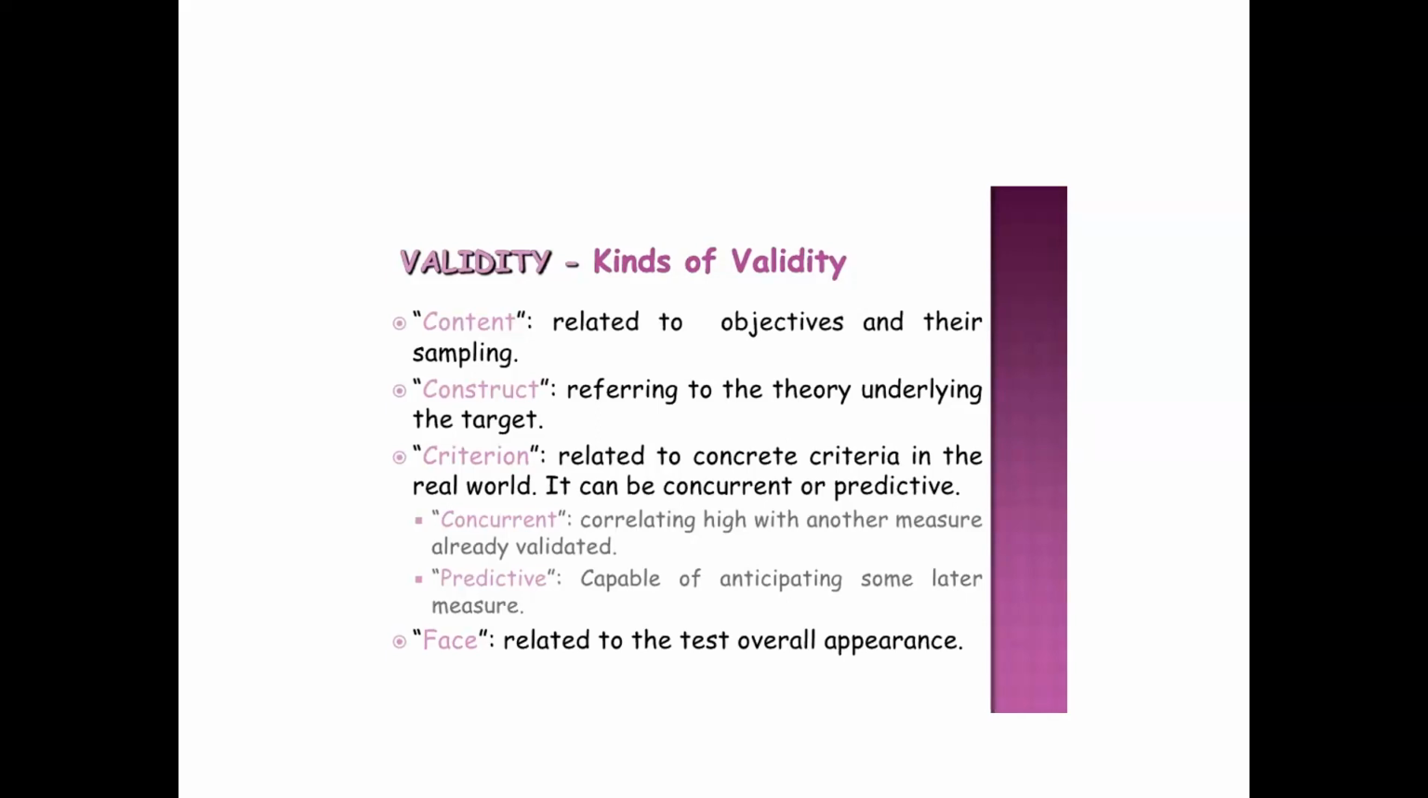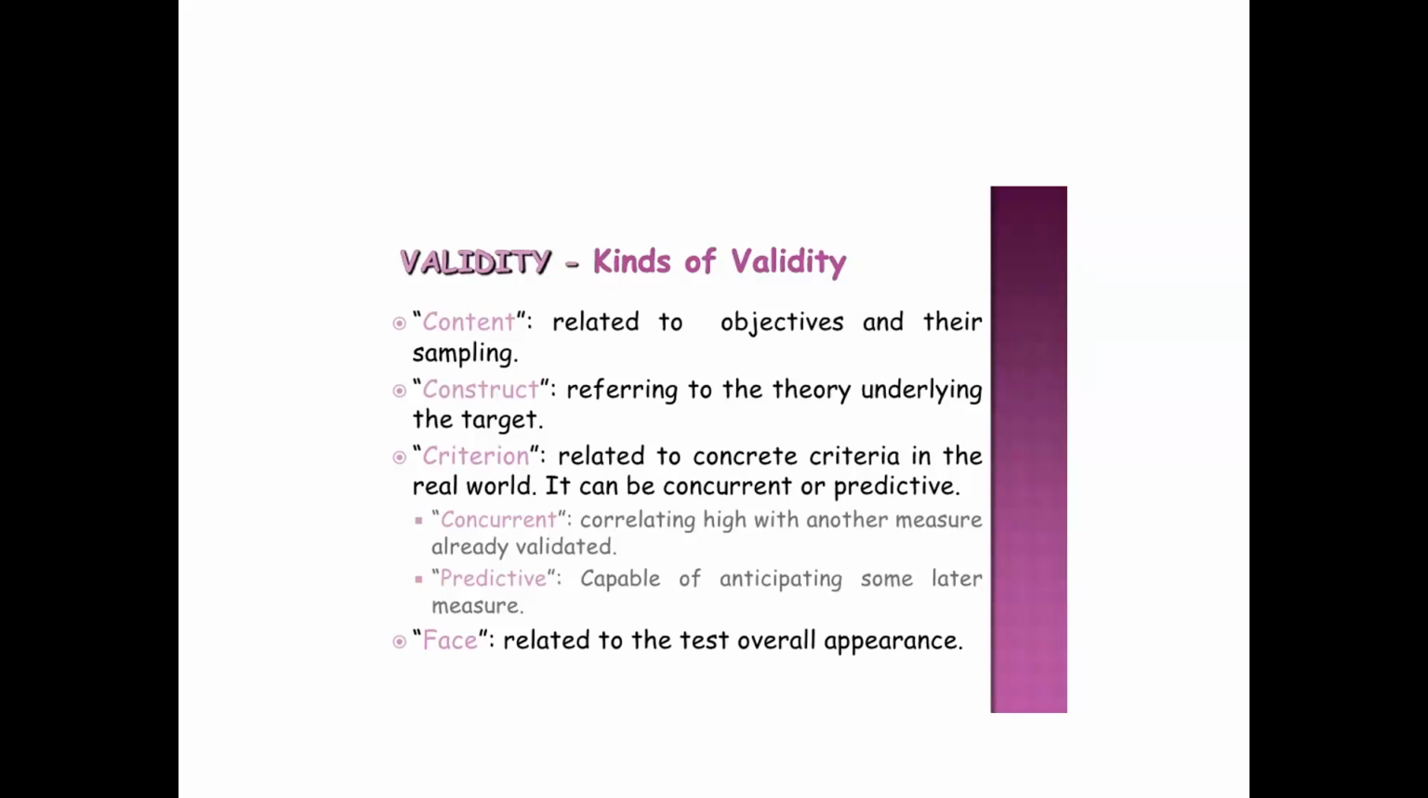There should be questions for verbal intelligence, bodily kinesthetic intelligence, and the musical intelligence. For those areas, there should be questions. So construct validity means that if it is covering a particular theory, the questions should be related to the theory. Then criterion validity relates to concrete criteria in the real world. It can be concurrent or predictive, right? So let's look at these two.